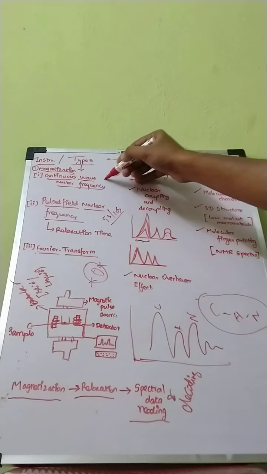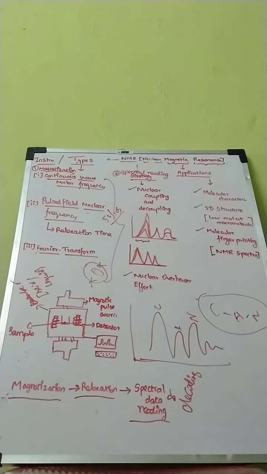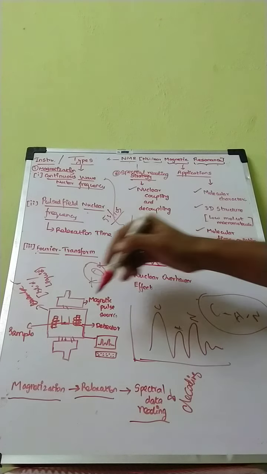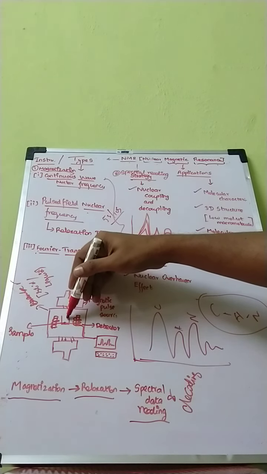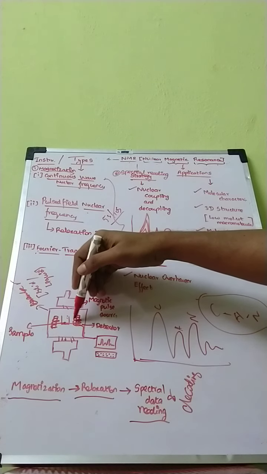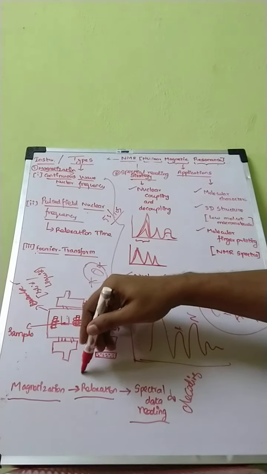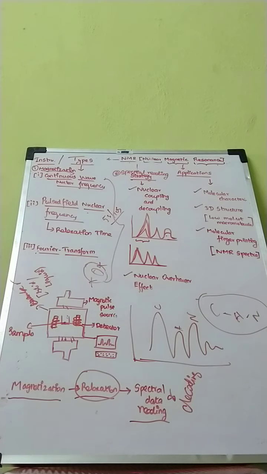So using these three strategies, you would be magnetizing the sample, and once this is done, the excited atom shall release the energy, as you know very well, which is read by the detector. This is done in the stage called the relaxation stage.